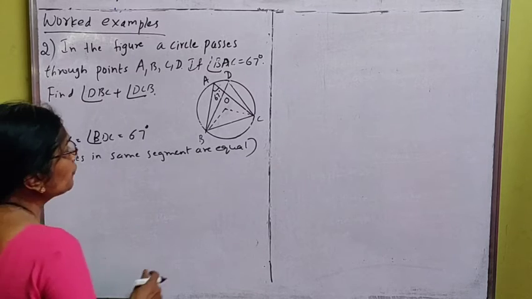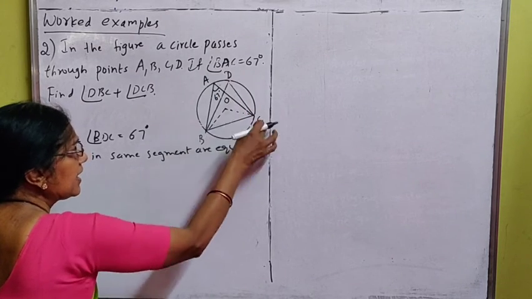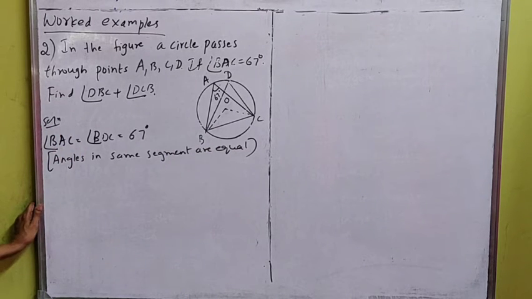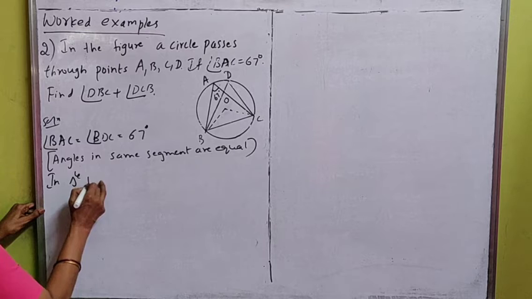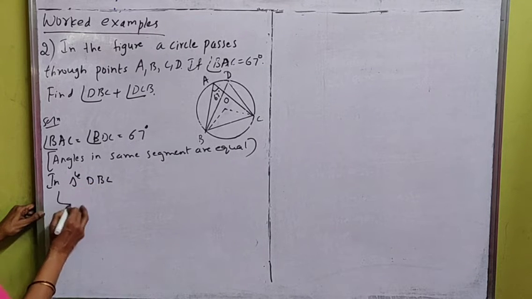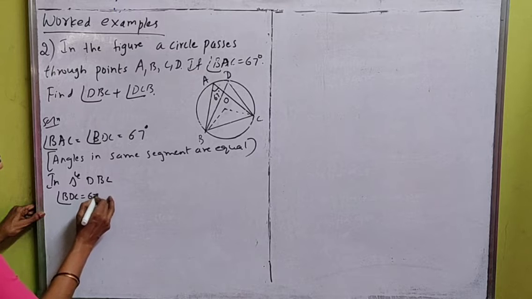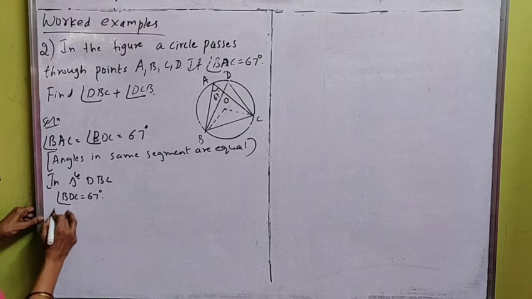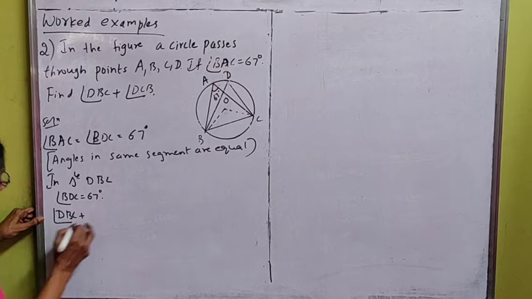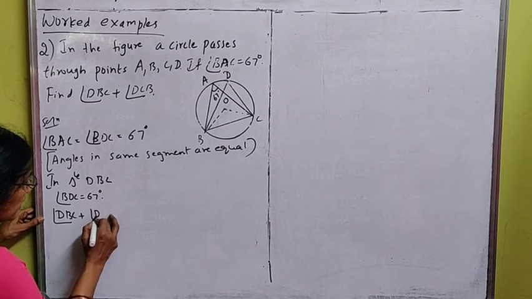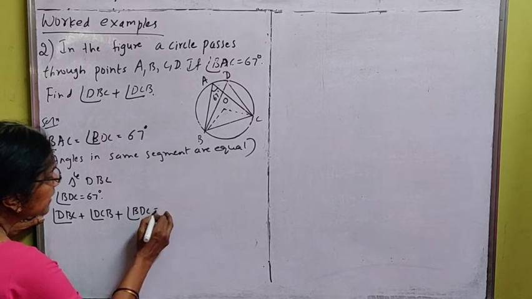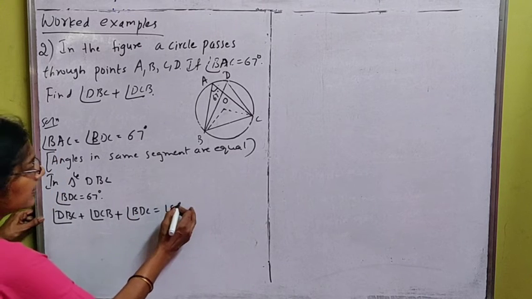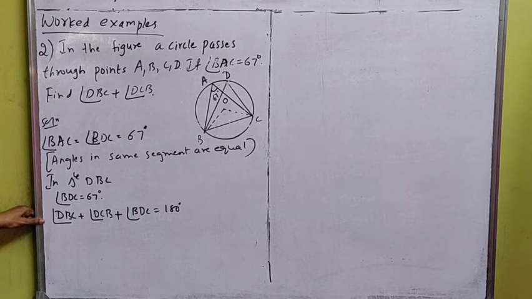Now we are asked to find out angle DBC plus angle DCB. They are the angles of the triangle DBC. One angle we have got. Can the interior angle theorem be used? Yes. So what will I write down? In triangle DBC, angle BDC is equal to 67 degree. Then angle DBC plus angle DCB plus angle BDC is equal to 180 degree. This is the interior angle theorem.